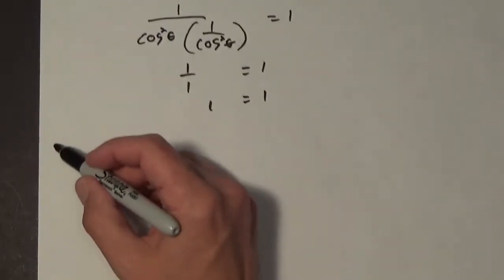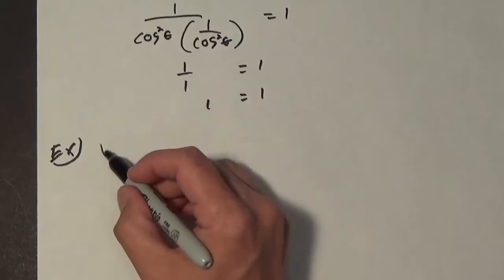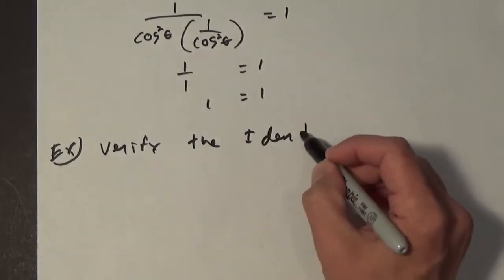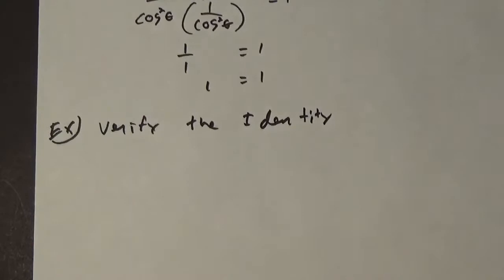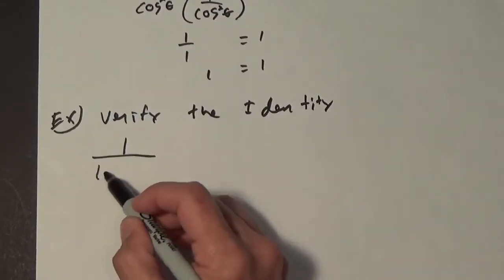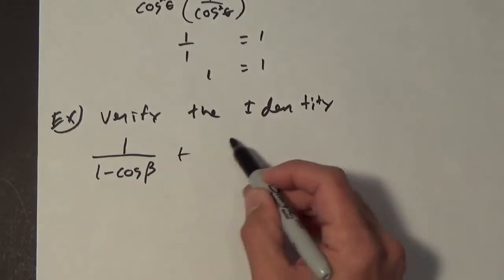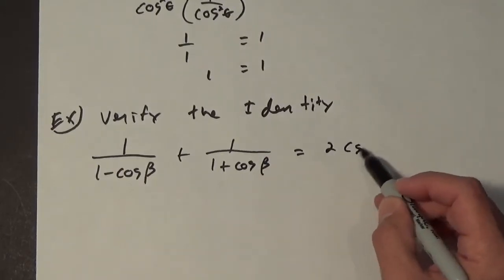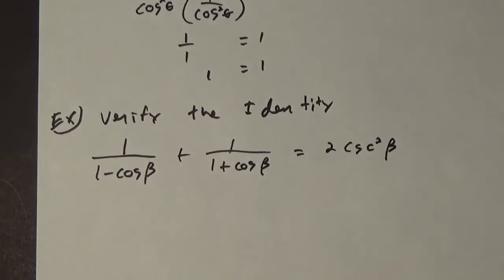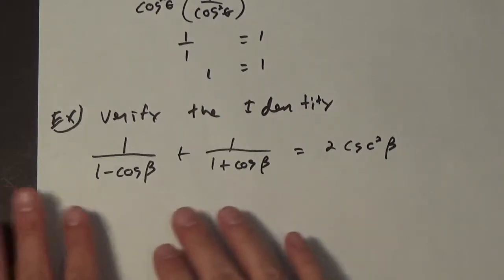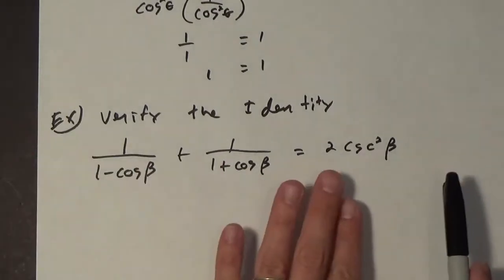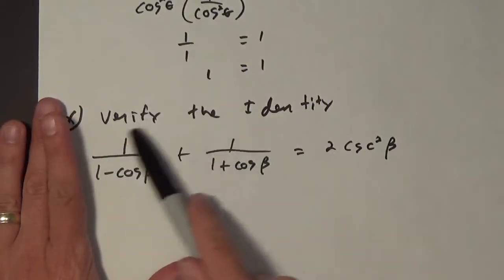All right, let's try another example. Let's say we want to verify the identity: 1 over 1 minus the cosine of beta plus 1 over 1 plus the cosine of beta equals 2 cosecant squared of beta. Okay, so we have another example where we pick one side and make it look like the other. It looks like this is the more complicated side, so this is the side we're going to choose.